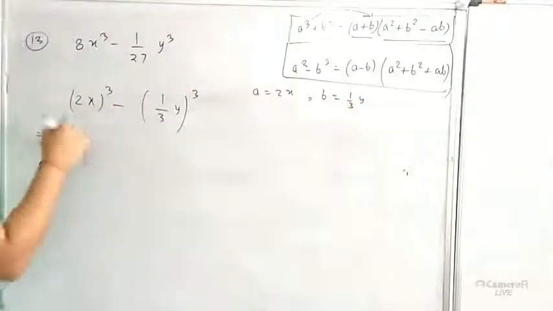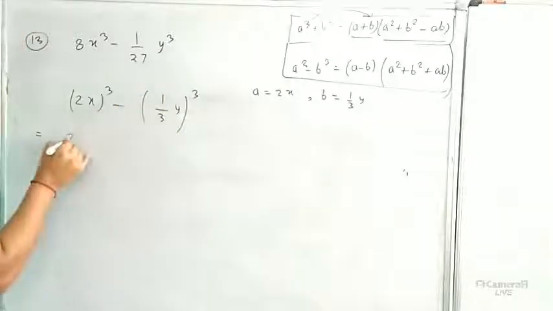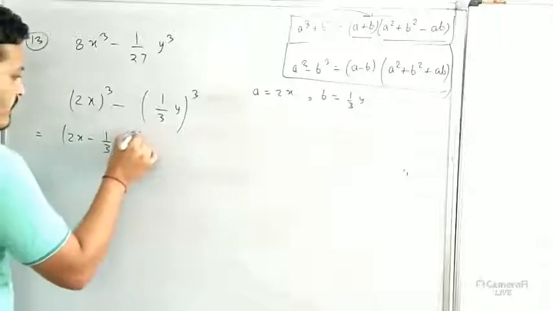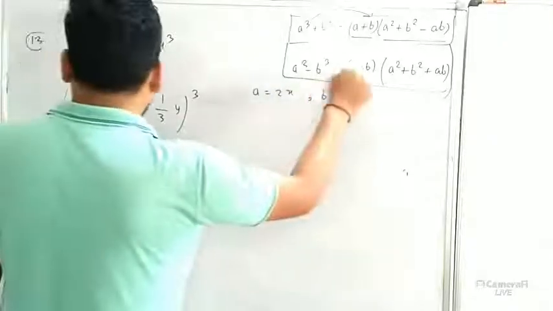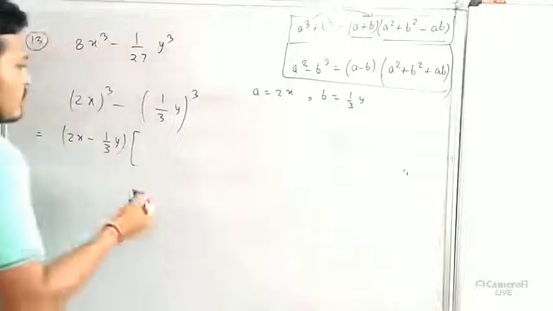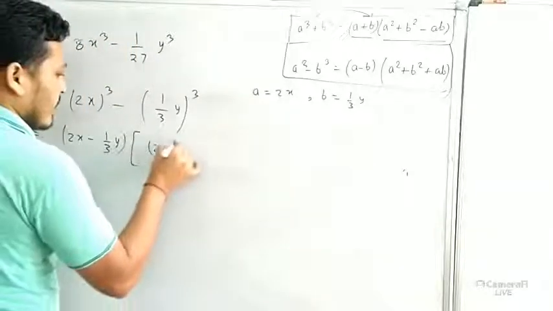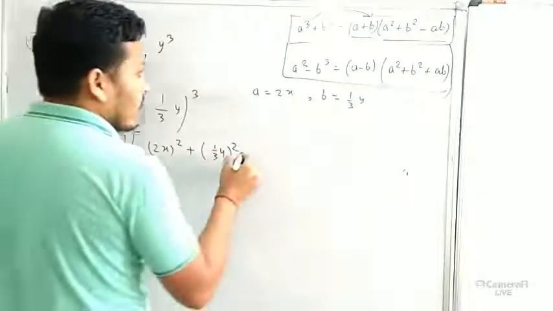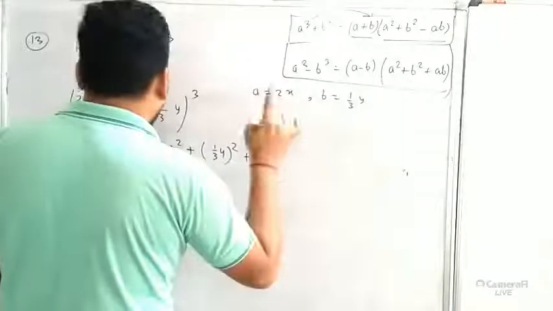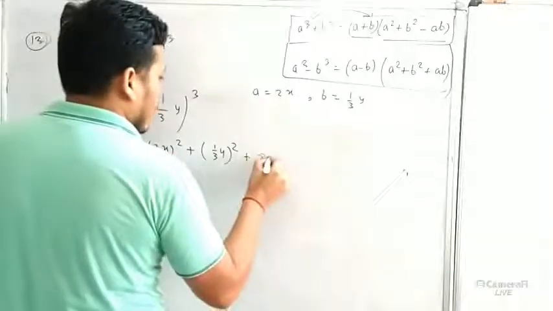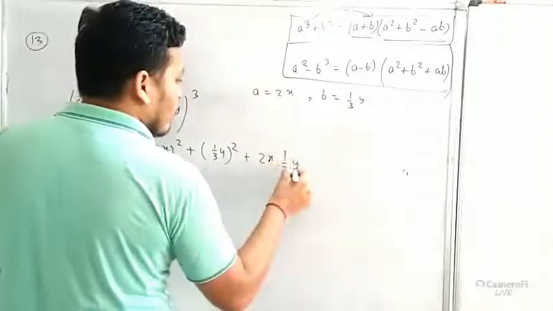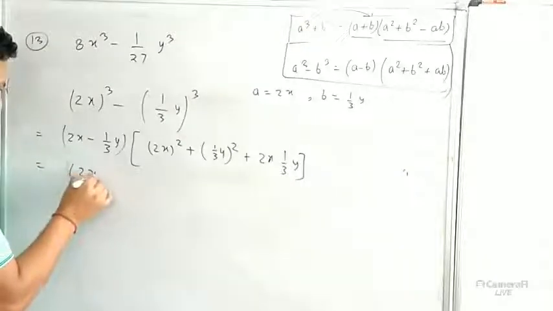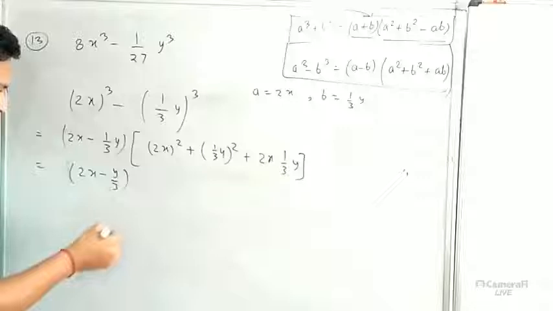So first, a minus b means 2x minus 1 by 3 y. Next is the a cube minus b cube formula: a square plus b square plus ab. So (2x) square, a square, plus (1 by 3 y) square, b square, and plus ab, not 2ab, only ab. So a is 2x and b is 1 by 3 into y. The answer will be 2x minus y by 3.